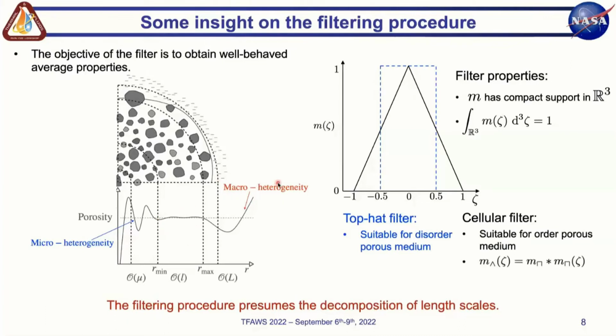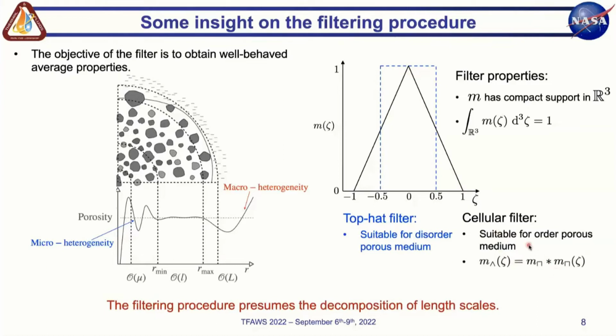The filter has some properties. For instance, it has a compact support. And if you integrate over the volume, the result has to be equal to one, such that you still conserve your properties. There are many filters that you can use. The most popular ones are the top hat filter, which is suitable for disordered porous medium, and I'm showing it here. It just has a constant behavior, so the kernel is basically one inside your elementary volume. And then there is the cellular filter, which is more suitable for ordered porous medium, for which the kernel is like this. And it's just a convolution of two top hat filters.